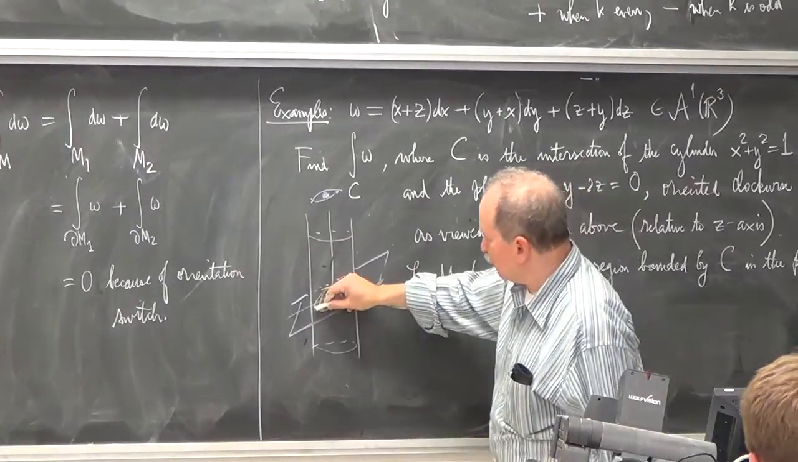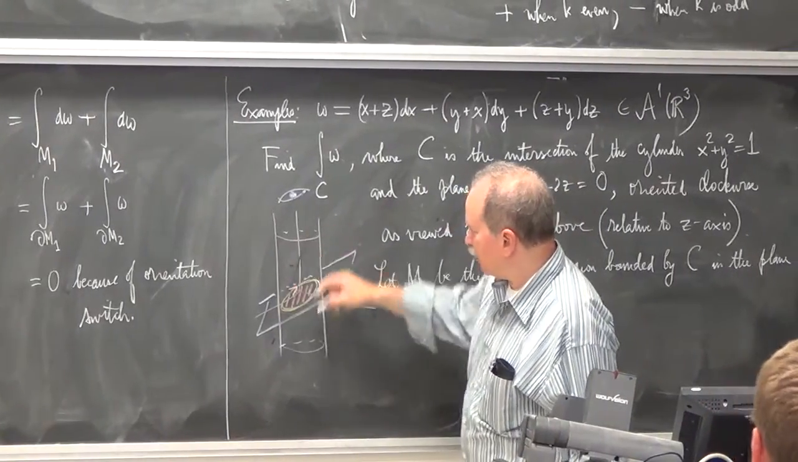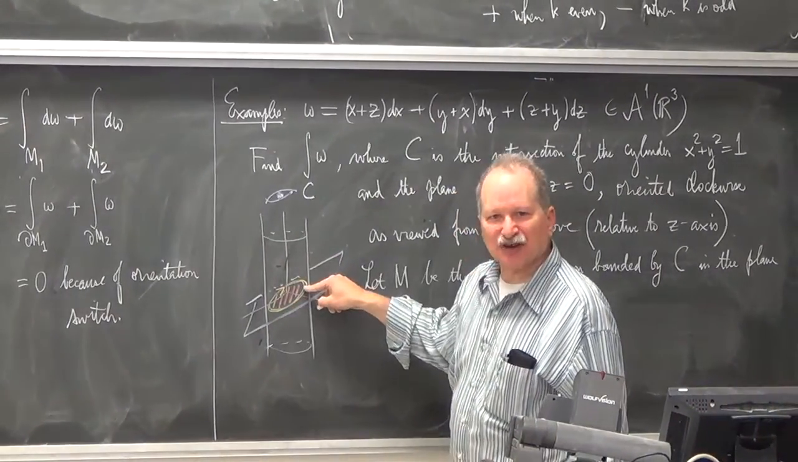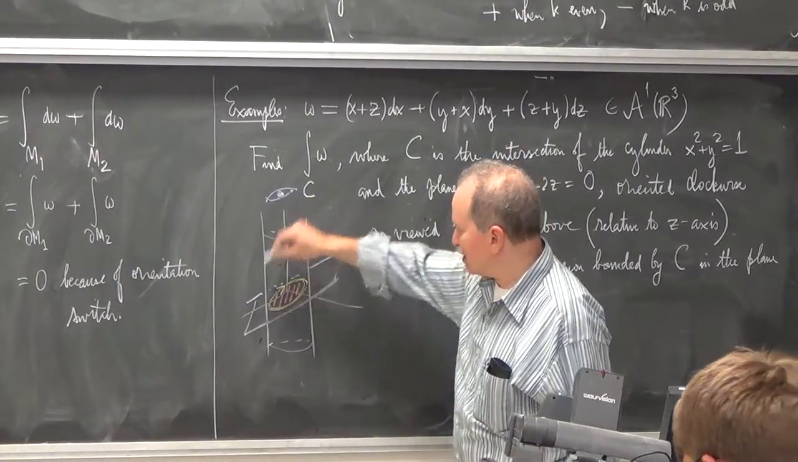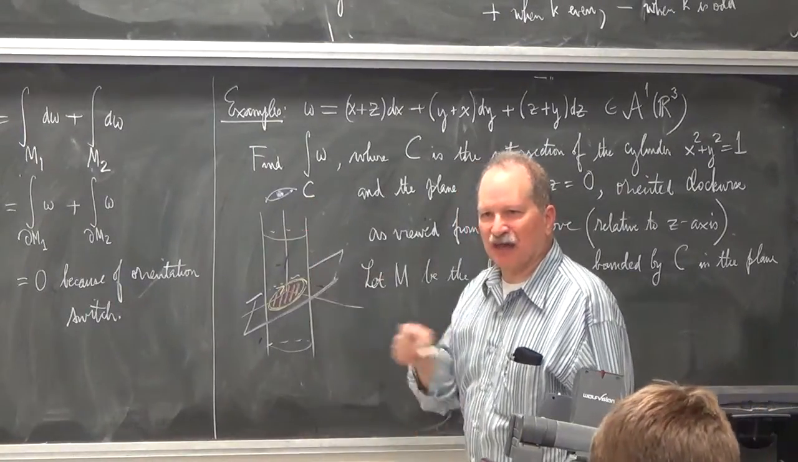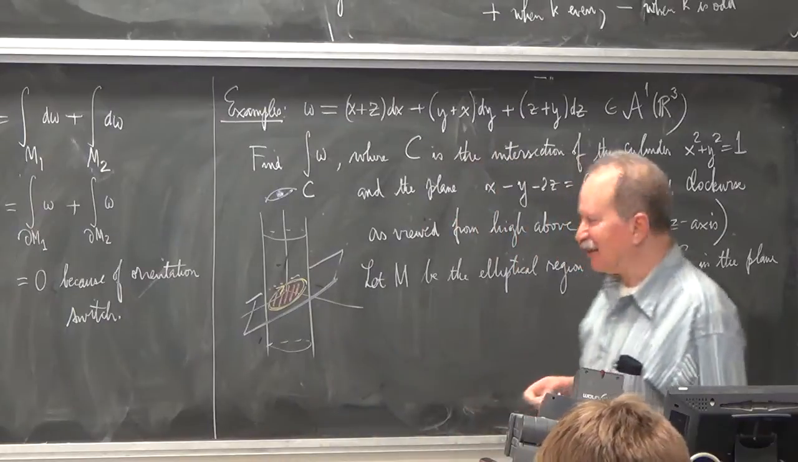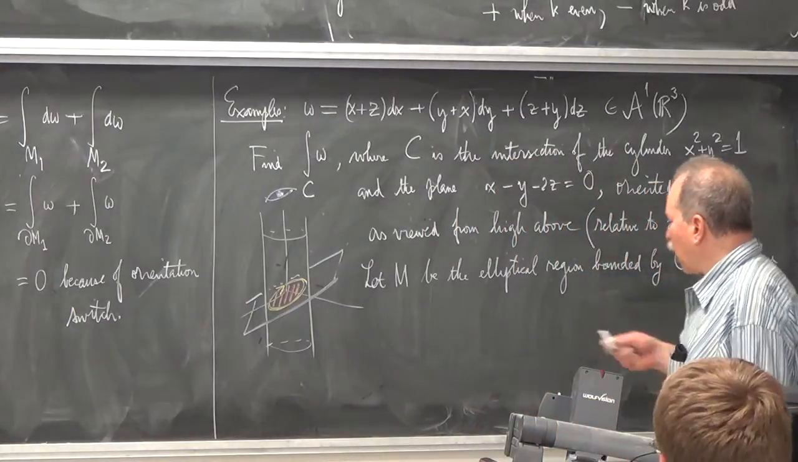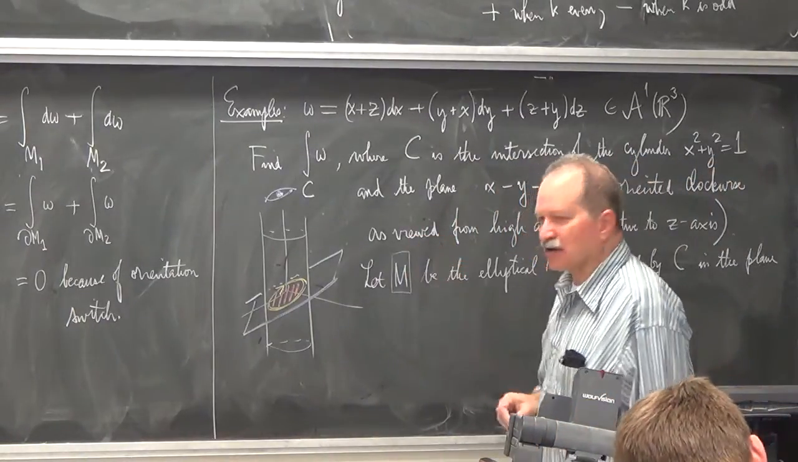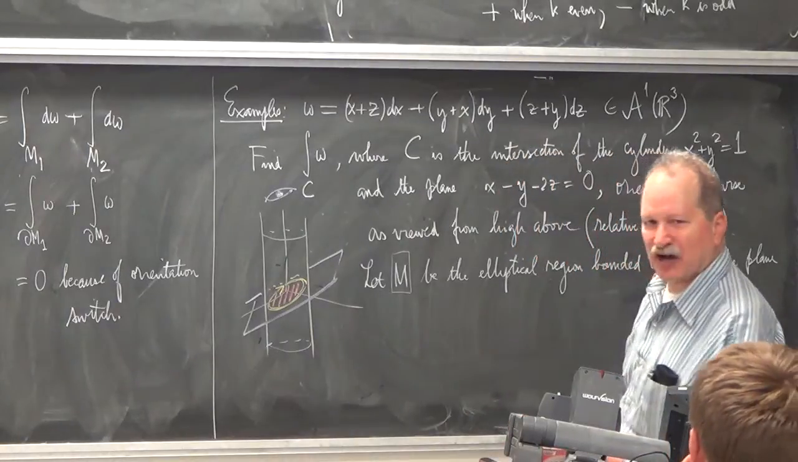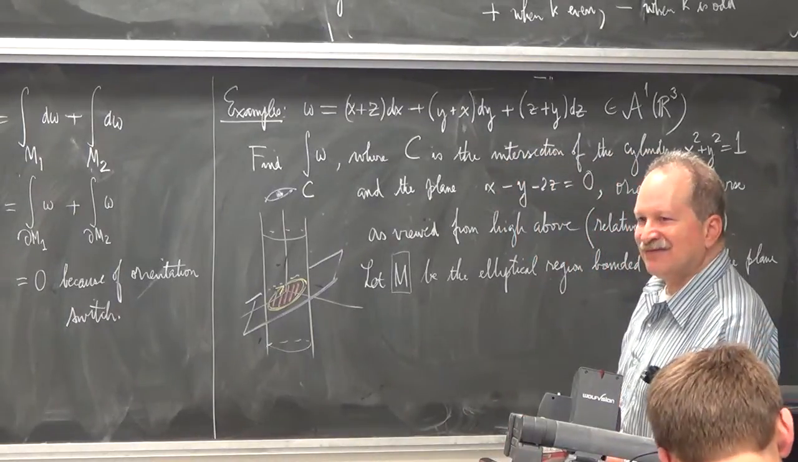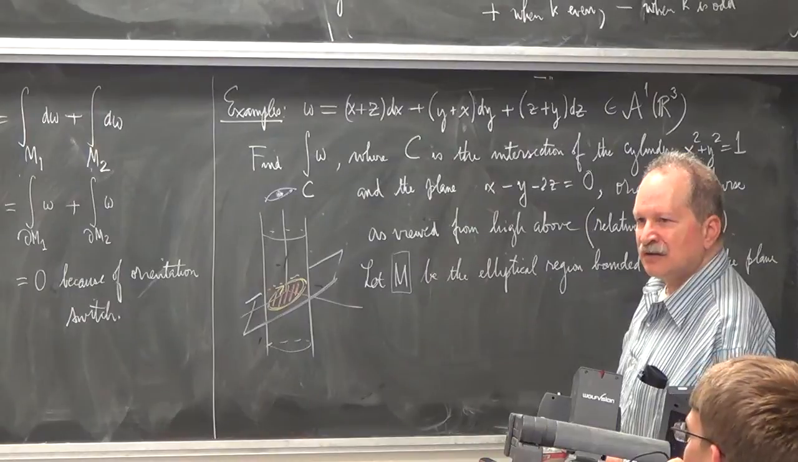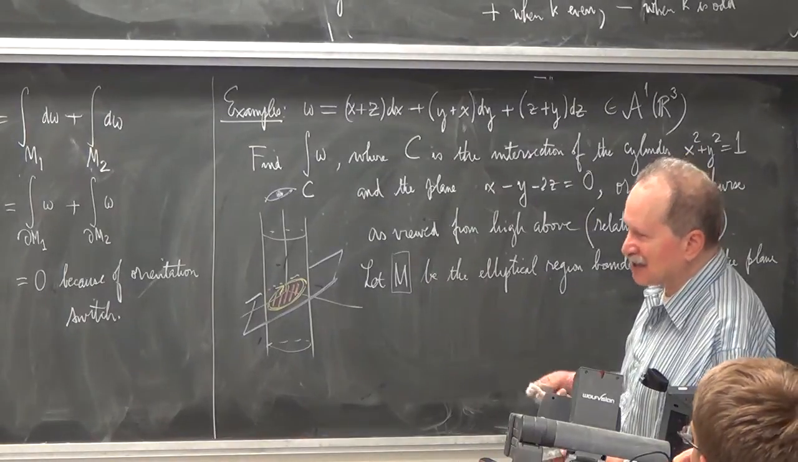I could make some sort of parabolic glove that fit that as its boundary curve. And I could make some sort of fancy bullet-shaped region. I could make up all sorts of M's, but why not use the most convenient one? But now again, to apply Stokes' theorem, I have to orient M. So how do I orient M? Outward. What does outward mean?